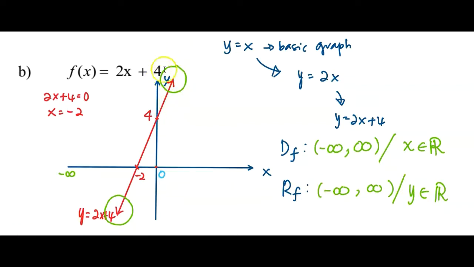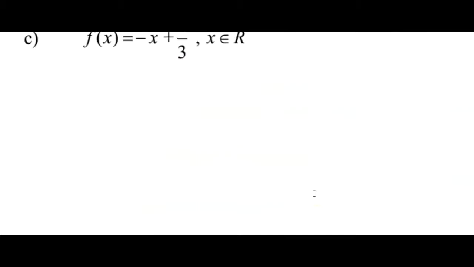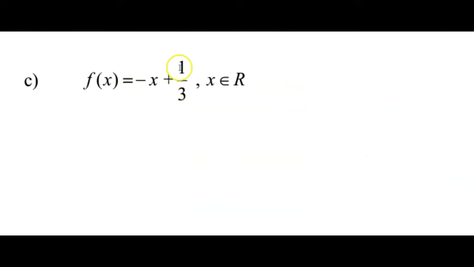For your information, if a linear function has no special condition or restriction on the domain, the domain and the range will always be the real numbers, from negative infinity to infinity. The same goes for the range. The same thing will happen to this function.